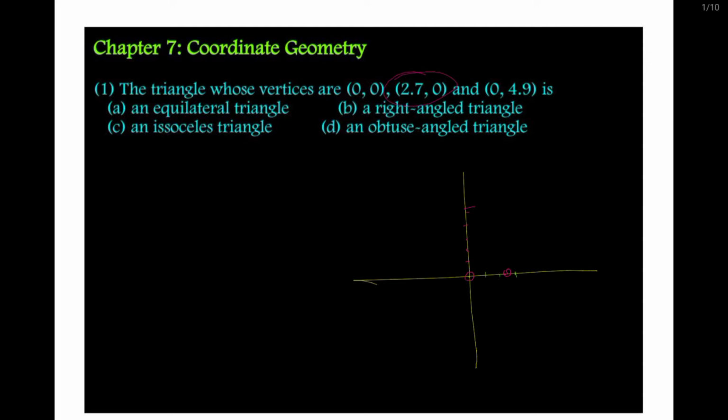And if we connect all the points, it will be like this. When we have connected all the points, we have got a triangle, and this is nothing but a right angled triangle. So the option is right angled triangle. Option B is the correct answer. So let's move on to the next question.